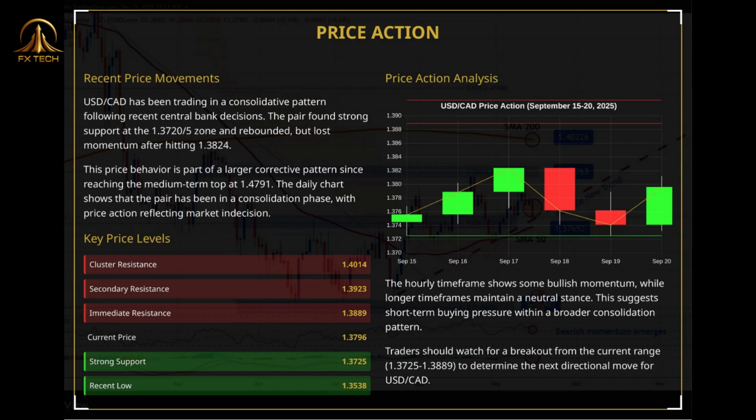The daily chart shows that the pair has been in a consolidation phase, with price action reflecting market indecision. The hourly time frame shows some bullish momentum, while longer time frames maintain a neutral stance. This suggests short-term buying pressure within a broader consolidation pattern. Traders should watch for a breakout from the current range to determine the next directional move for USD/CAD. Key levels to monitor include immediate resistance at 1.3889 and strong support at 1.3725. The price behavior during this period suggests that traders are awaiting fresh catalysts before committing to a directional move.